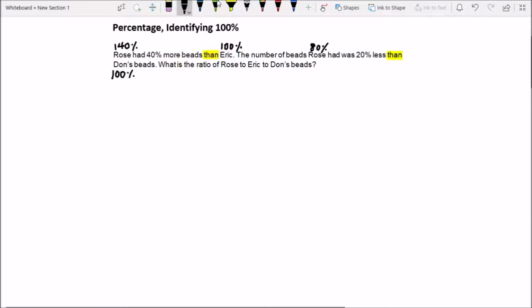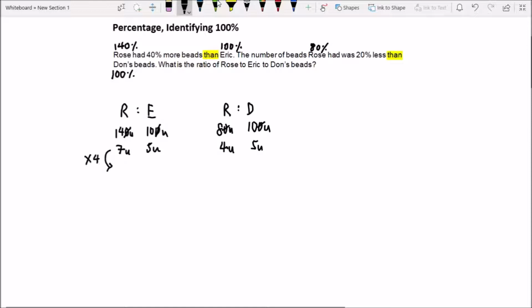The ratio of Rose to Eric is 140 units to 100 units. The ratio of Rose to Dawn is 80 units to 100 units in the second case. To make this easier, we can simplify both sets of ratios. Notice that we can just strike off the zeros to divide by 10. Now, we know that Rose should be the same in both cases, so we have to find the common multiple of 7 and 4, which is 28. So we multiply the left side by 4 and the right side by 7. Finally, we can see that the ratio of Rose to Eric to Dawn is 28 to 20 to 35.